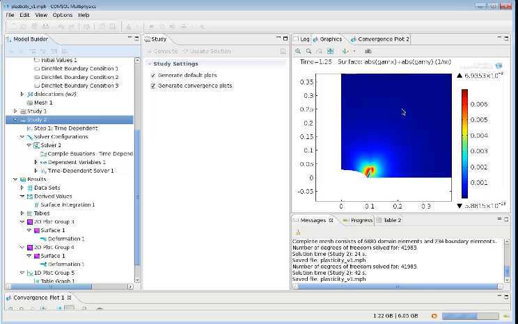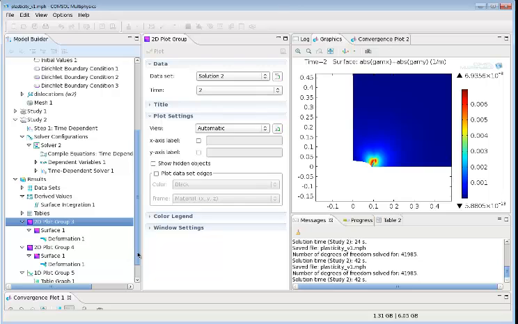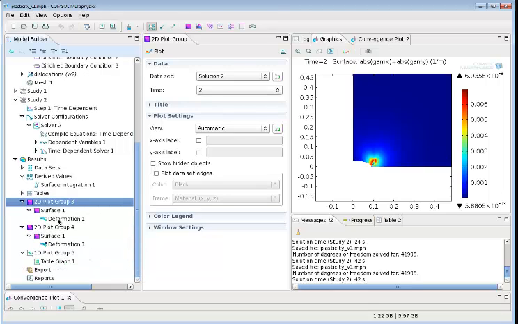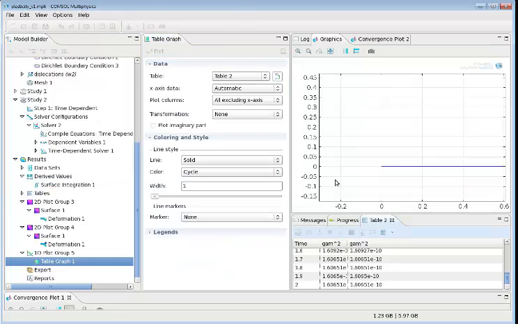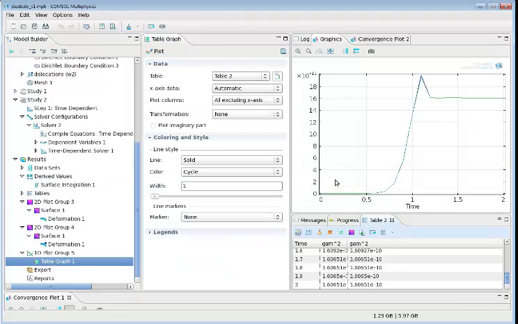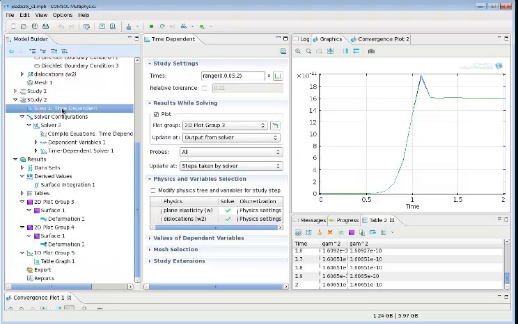Alright, let's go back to my surface integration. Let's evaluate this again. Interesting. That did not change. Let's try something different. Let's make this a little bit bigger. Let's double it. What that should do is dampen out that solution so you don't get an overshoot. Let's see if that works.